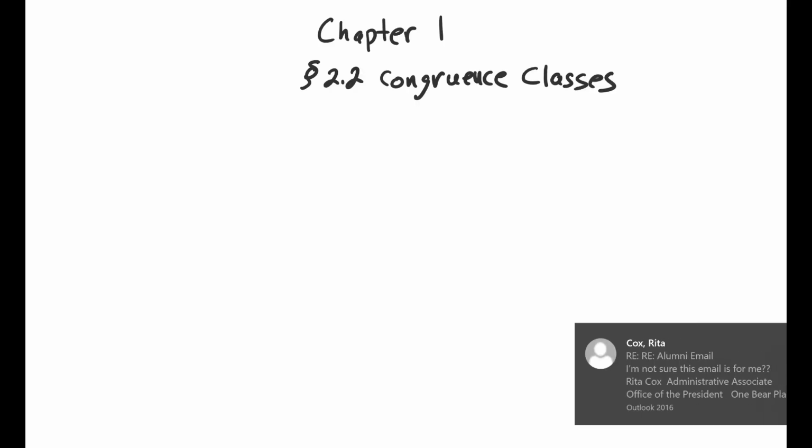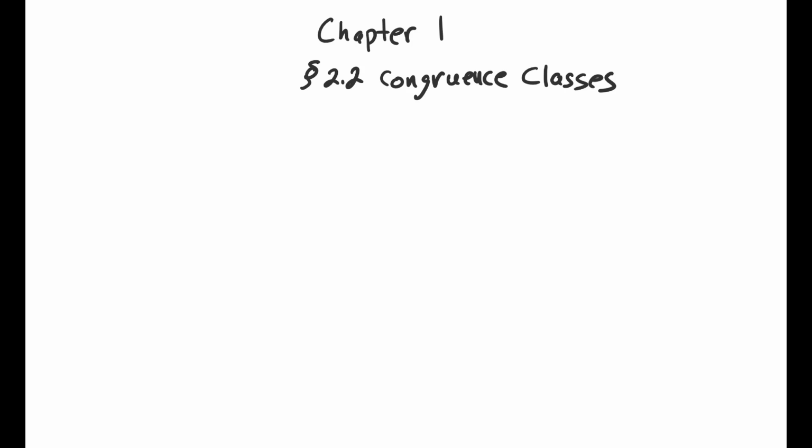Okay, super short section today. So, chapter 1 still. We really only have one single definition in this section, so here it is.